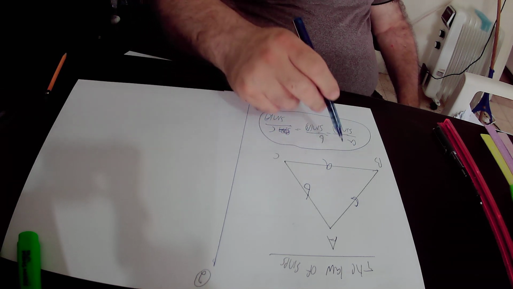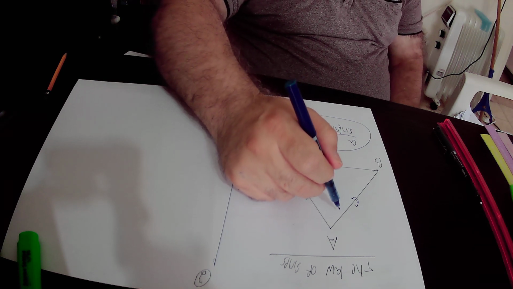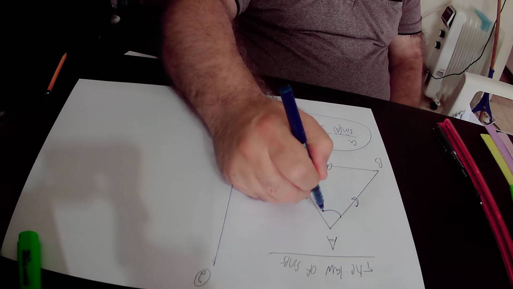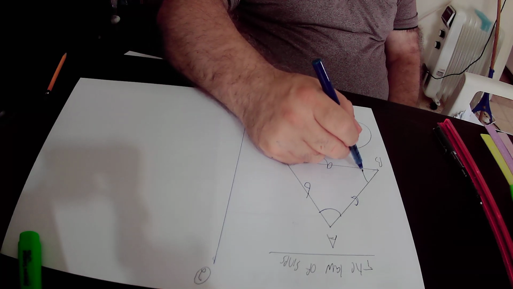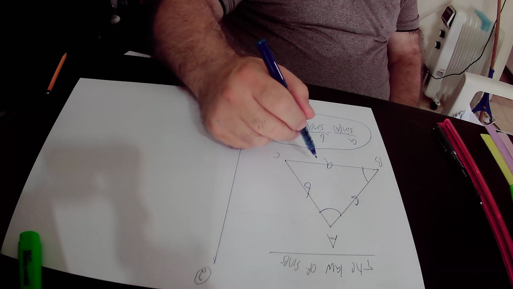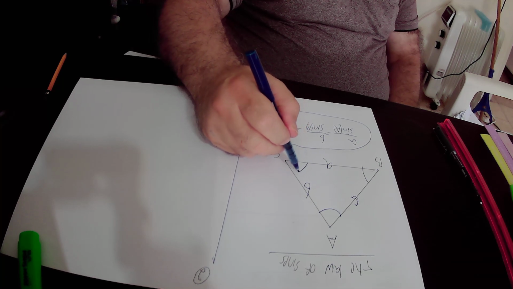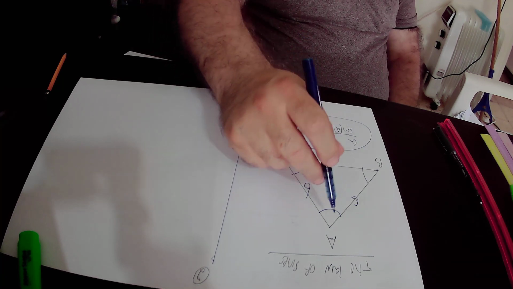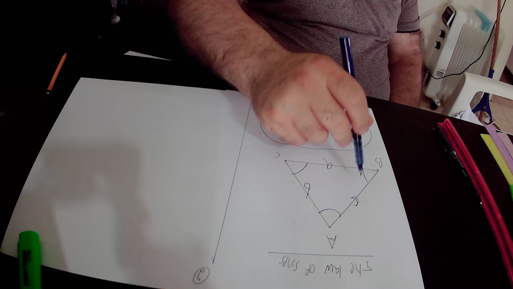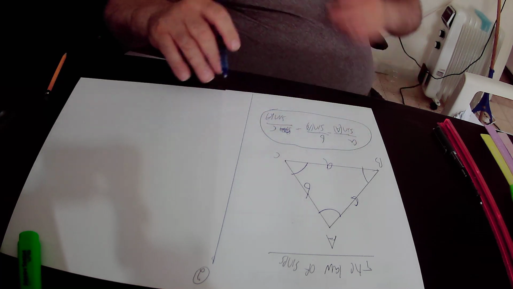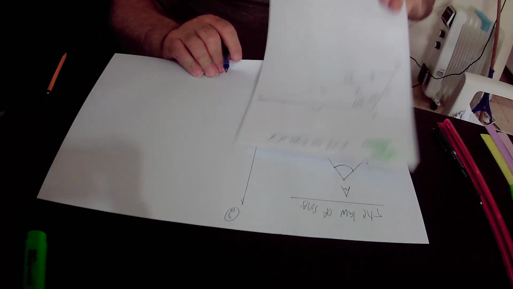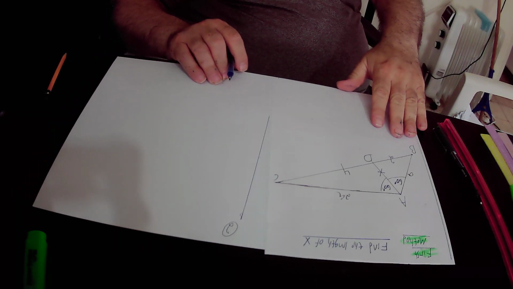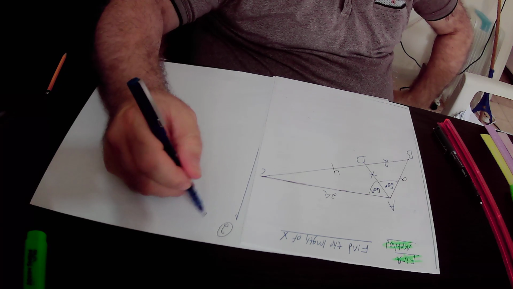Here capital A is the size of angle BAC, capital B is the size of angle ABC, and capital C is the size of angle ACB. So A over sine A equals B over sine B equals C over sine C. So we'll implement the law of sines in triangle ABD.